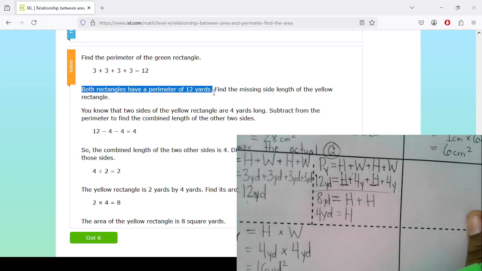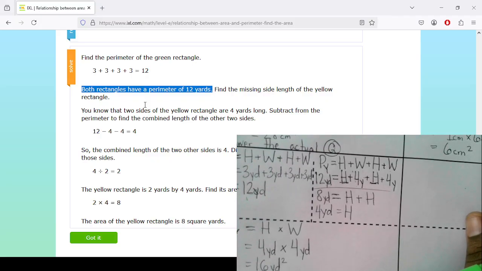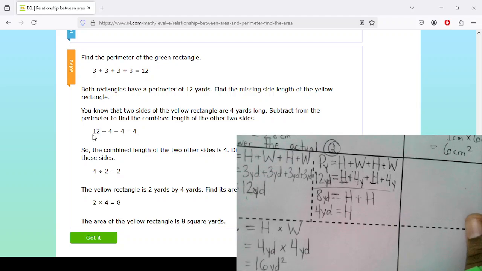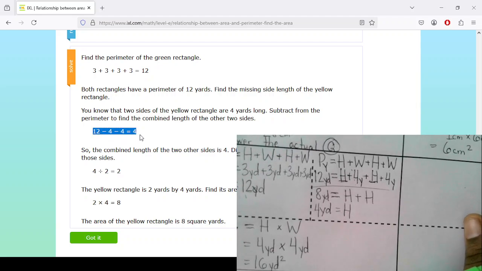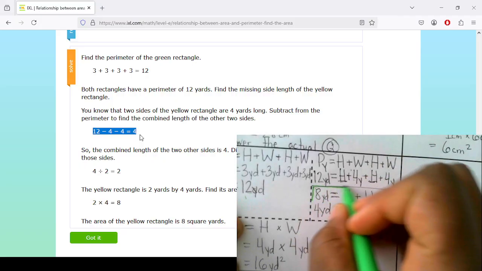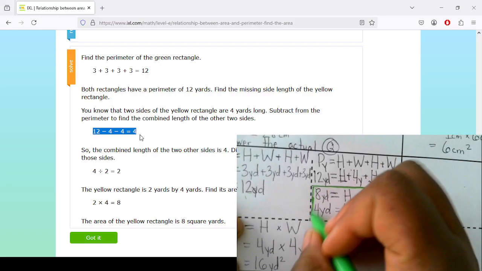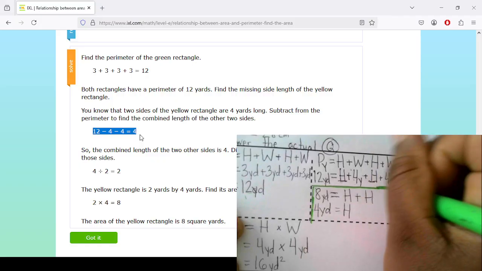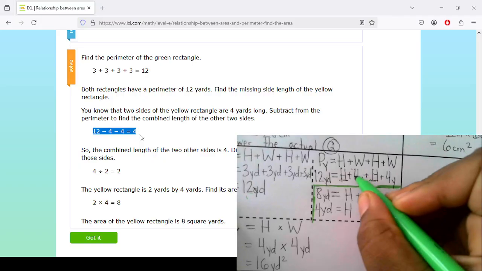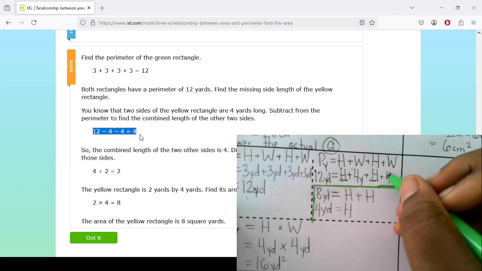View it twice. Read through. You know that 2 sides of the yellow rectangle are 4 yards long. Subtract from the perimeter to find the combined length of the other sides. So here they did 12 minus 4 equals 4. So this is where my mistake came in. And so I would use my colored pencil or a highlighter and I would mark that because I did 12 minus 4, but I did not subtract the other 4.